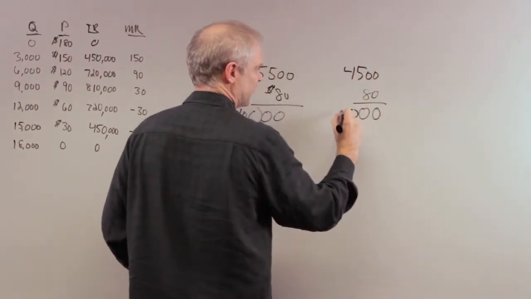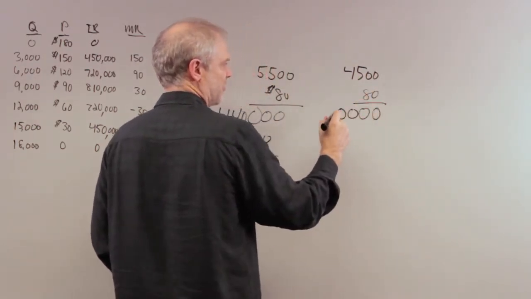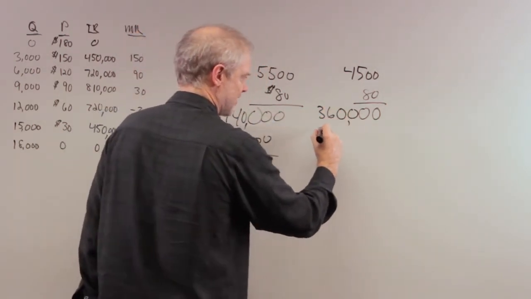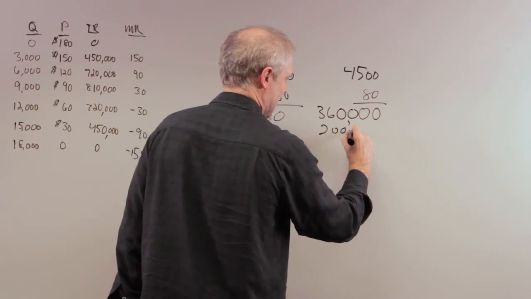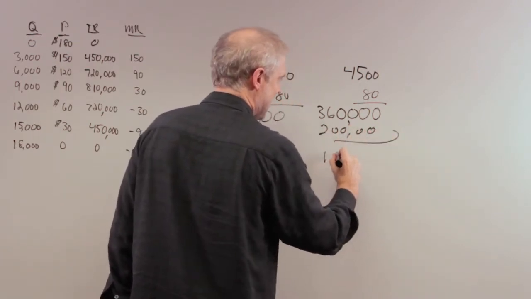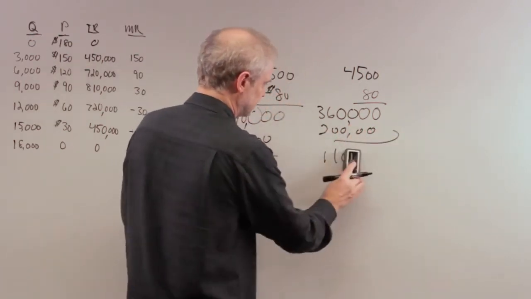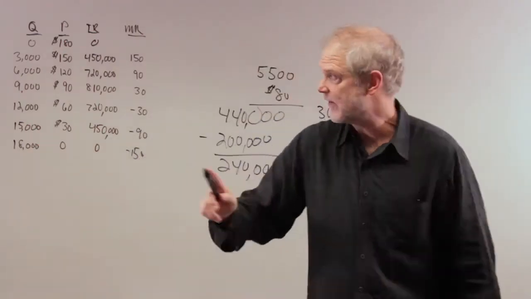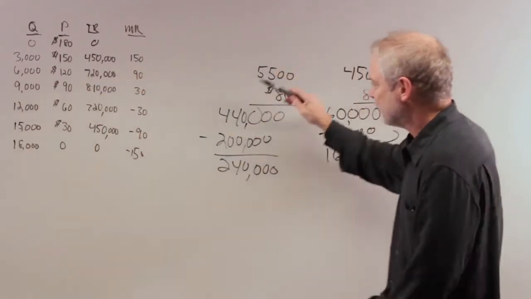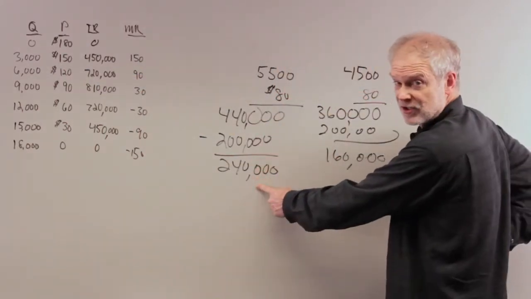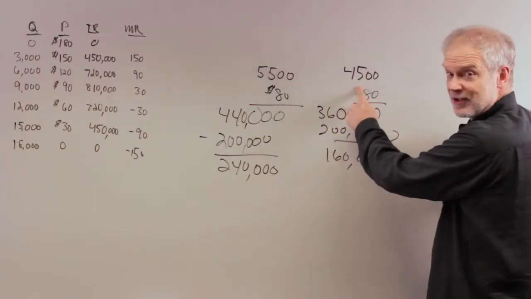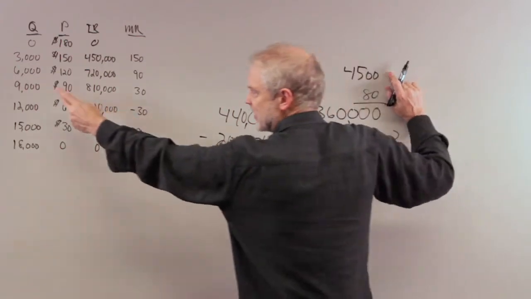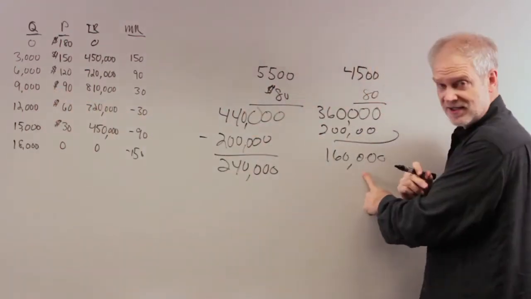8 times 0, 0, 8 times 0, 0. And now 8 times 40 is 40. 8 fours are 32, and 4 is 36. Total revenue now is only 360,000 minus their $200,000 fixed fee. And now their profits have fallen to 160. They were 205 under collusion. One firm has cheated and increased their profits to 240. The other firm, by not, quote, cheating in this collusion arrangement, has stayed at 4,500 units, half of the 9,000, and their profits are now 160.